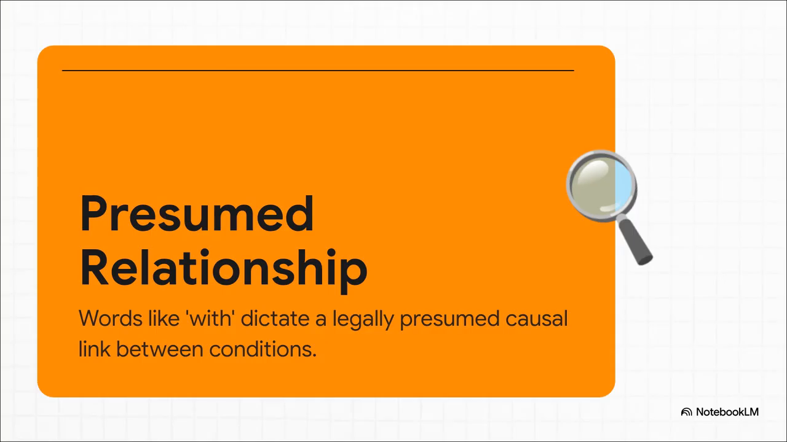The really crucial thing to grasp here is that diabetes codes are combination codes. They're incredibly efficient because they capture 3 things all at once: the type of diabetes, the body system affected, and the specific complication. And you've got to remember the presumed relationship rule. When you see words in the index like due to, secondary to, and especially the word with, that dictates a legally presumed causal link. So, if a patient has diabetes and chronic kidney disease, you presume they're linked and code them as such, unless, of course, the provider explicitly documents that they're entirely unrelated.